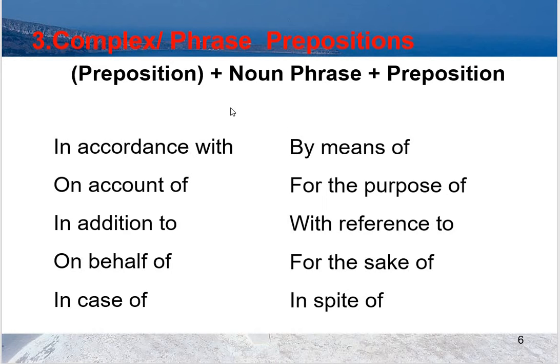Complex or phrase prepositions are preposition plus noun phrase plus preposition. Preposition can be in the beginning or preposition can be in the end, and then there would be noun phrase too. In accordance with, on account of, in addition to, on behalf of, in case of, by means of, for the purpose of, with reference to, for the sake of, in spite of. Most of the complex or phrase prepositions have three words, but some have four words too. For the purpose of has four words. For the sake of has four words, while the rest of the phrase prepositions have three words.